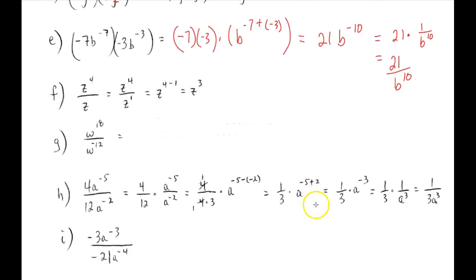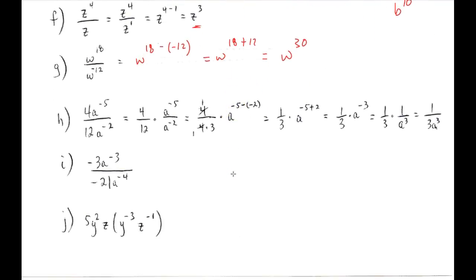For F, we see that we have Z to the 4th divided by Z, which is understood to be Z raised to the 1. And so bases are the same. We're dividing, so therefore we can subtract the exponents. We'll see we get z raised to the 3. Same deal here. We have w raised to the 18th minus, so subtract a negative 12. And of course, subtract a negative is the same as addition in this case. So we have w raised to the 30.